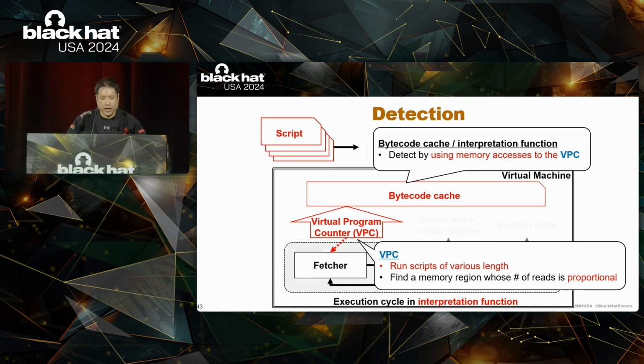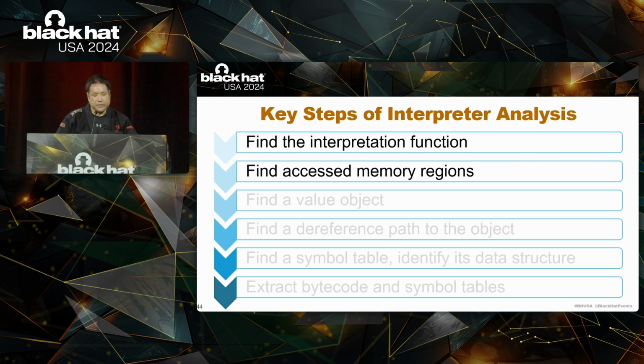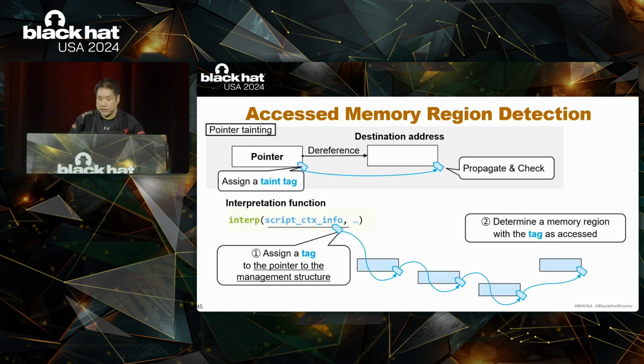So, as I said, we first detect the VPC by inputting scripts of various lengths and finding a memory region whose number of memory reads is proportional to them. Then we detect the bytecode cache and interpretation function by using memory access patterns to the VPC. Next, we find the accessed memory regions. Now we know the interpretation function, and we can begin analysis by using the function as a starting point.